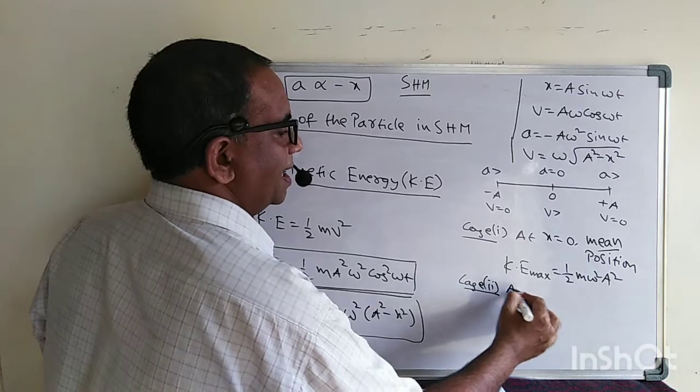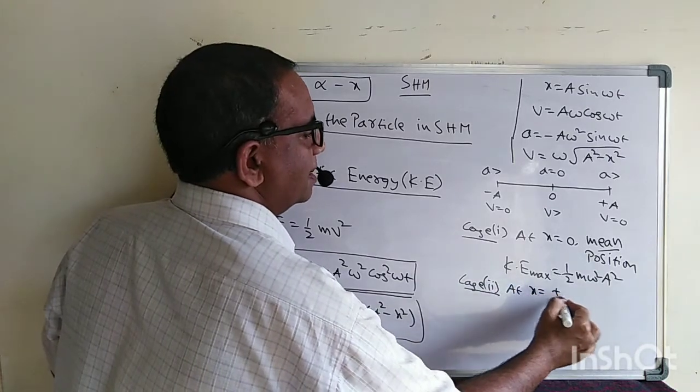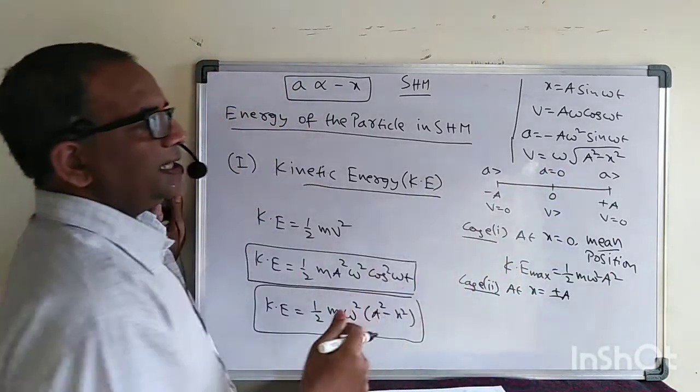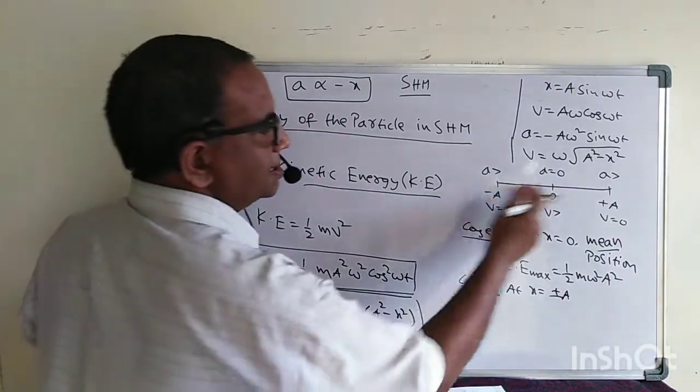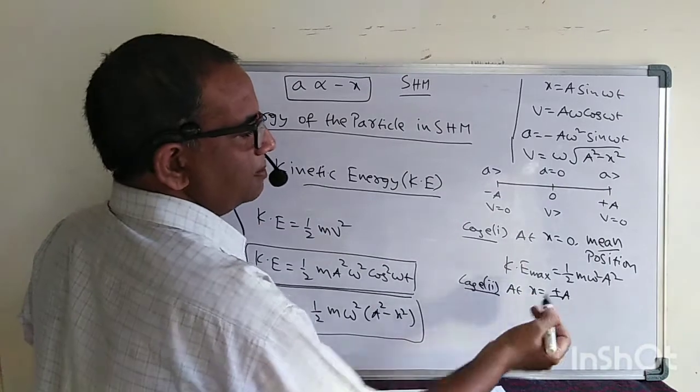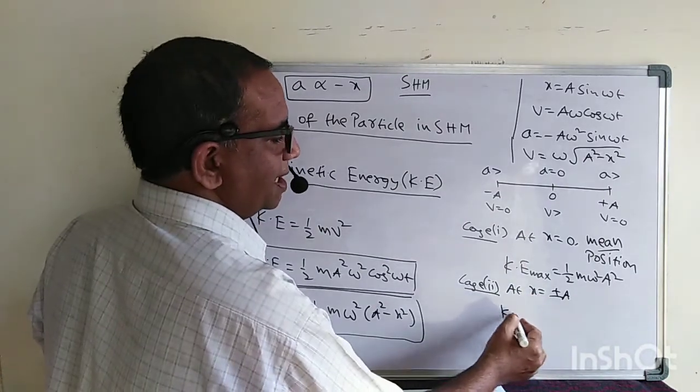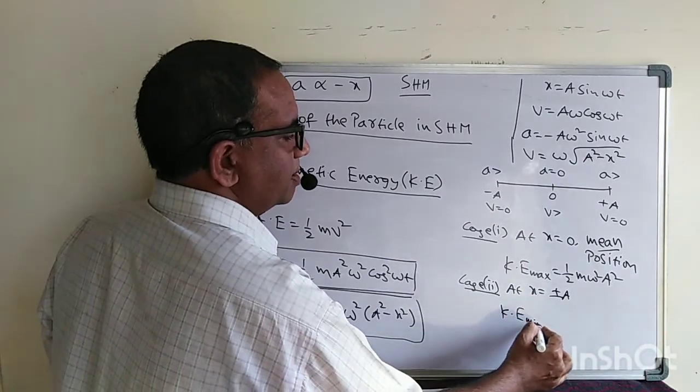See here, let us say at x is equal to plus or minus a, means on either side of the extreme position, or either side of the mean position. So x is equal to plus or minus a. Therefore, what is the kinetic energy? The kinetic energy is minimum, that is 0.